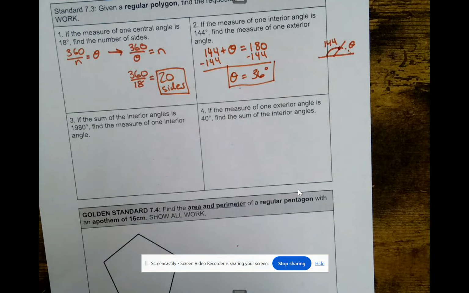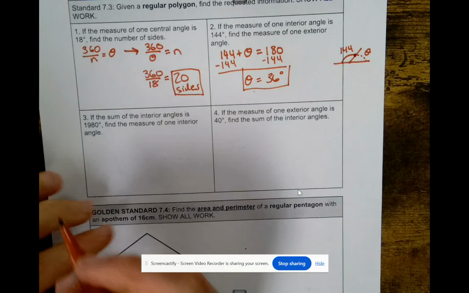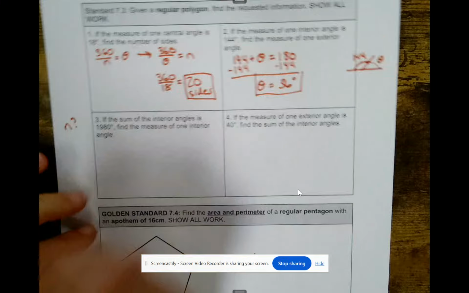So the exterior angle is 36 degrees. Next one, the sum of the interior angles is 1,980 degrees. Find the measure of one interior angle. What do we need to know? We need to figure out the number of sides.